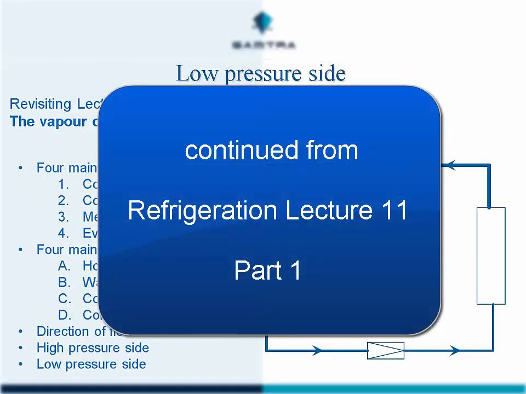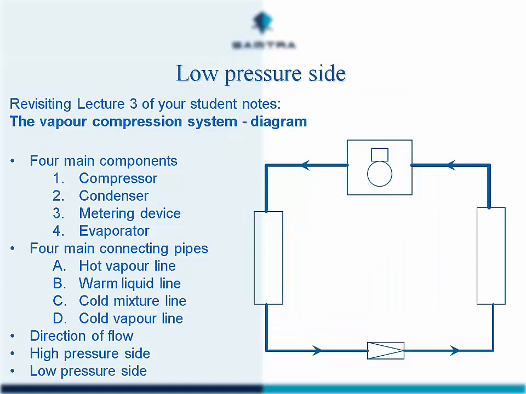Okay, so this part of the diagram, we are going to be looking at the four main components. So our compressor being number 1, the condenser being the number 2, the metering device being our number 3.